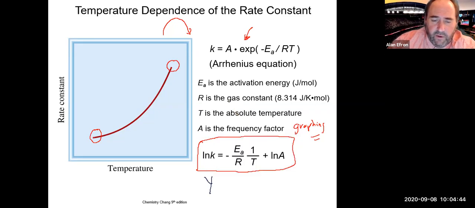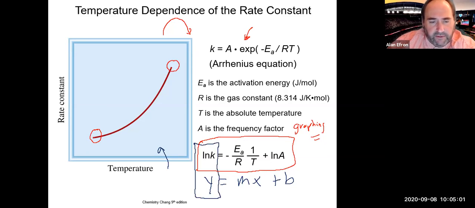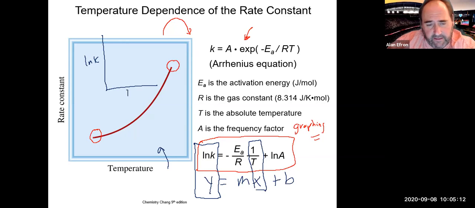This is your y equals mx plus b. So this is the form of a straight line. It's going to give you a nice linear relationship. That is not the graph here; we'll see the graph in just a second. But what we graph is, as you can see here, on the y axis goes the natural log of k, and x is equal to 1 over the temperature in Kelvin.